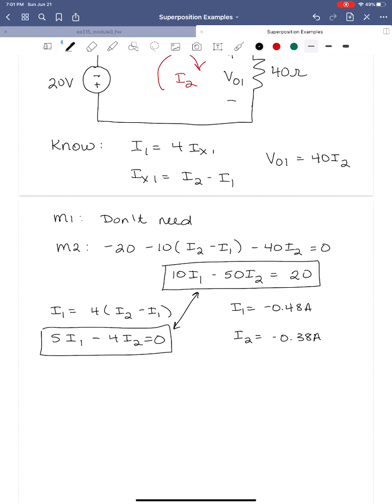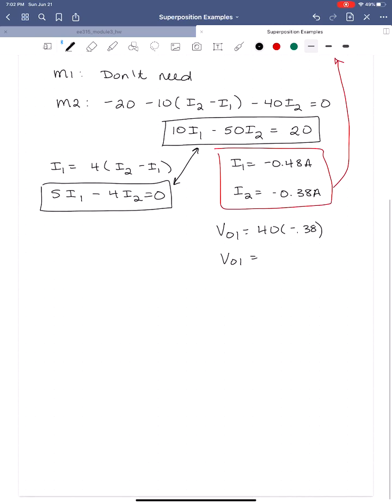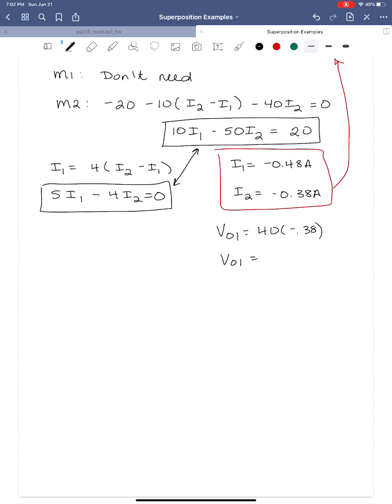Then we can take I2 and put it into that Vo1 equation, and we'll have that Vo1 is equal to 40 times that minus 0.38, or Vo1 is equal to minus 19.05 volts. Okay, so that's the first one.